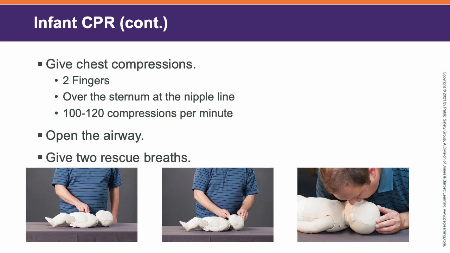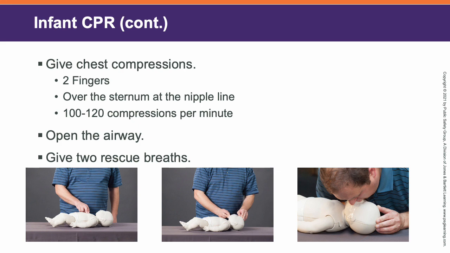And then our compression rate is the same. It's 100 to 120 compressions per minute. Okay. Then when we open the airway, you're going to do it the exact same. You're going to do the head tilt, chin lift like we did with the adults. And then you're going to give 2 rescue breaths.